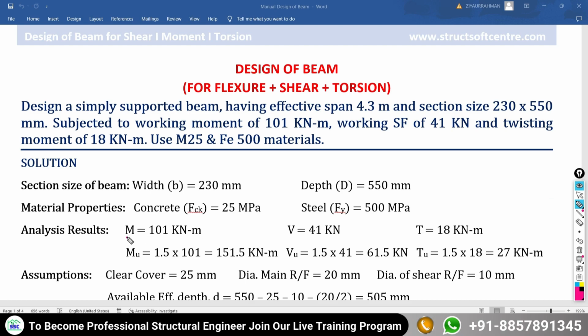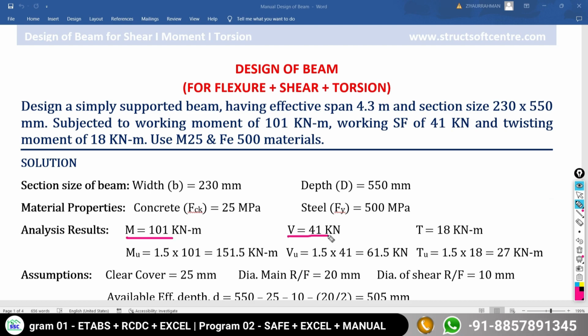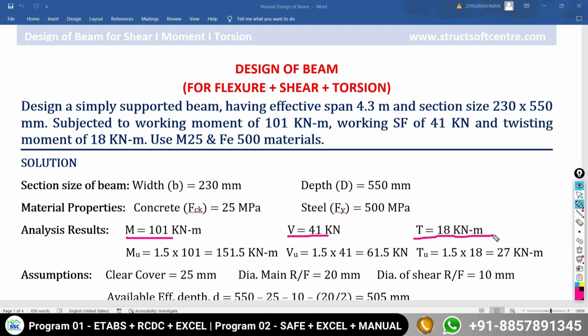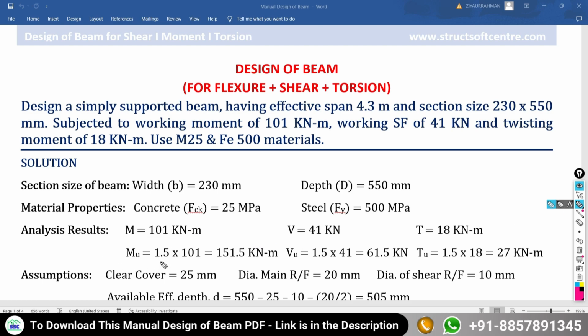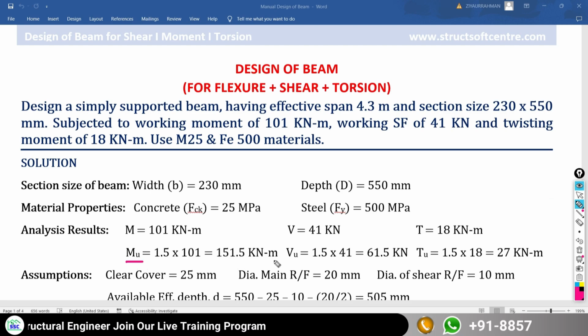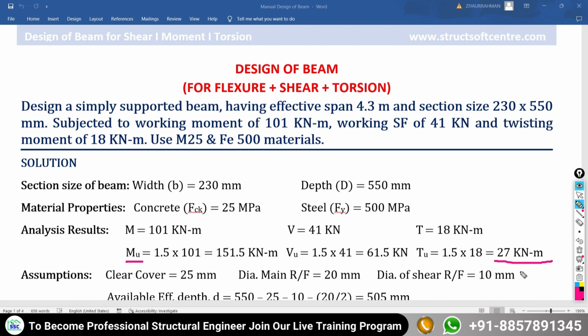This is the service bending moment, service shear force and service torsional moment. All these three things are given here, but they are all working service values. We actually have to use factored values for the design purpose. That's why we need to multiply all these values with 1.5, so that we get the ultimate moment as 151.5 kilonewton meter, ultimate shear force as 61.5 and ultimate torsional moment as 27 kilonewton meter.